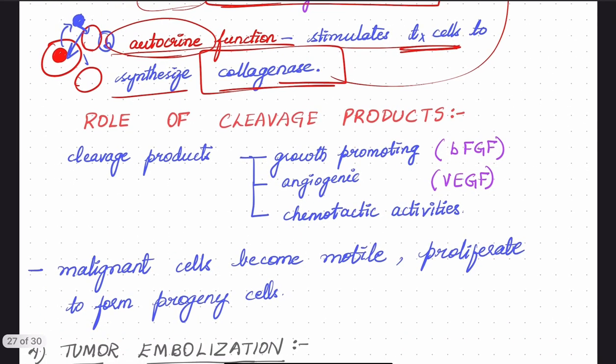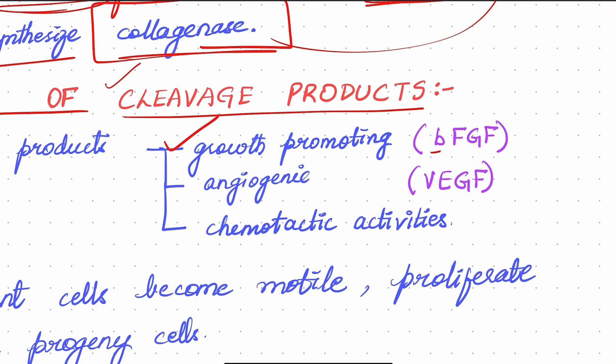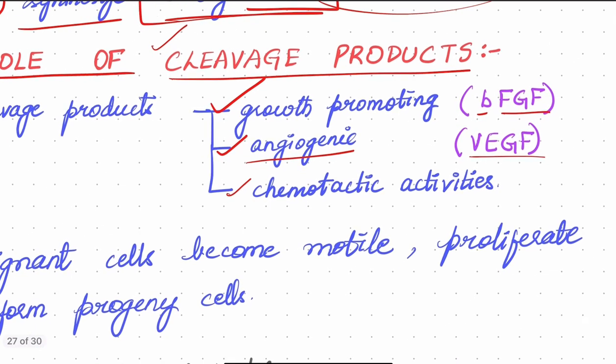And see, we have been discussing that this ECM is broken down, that is, it is cleaved. What about these cleavage products? They are not waste, they have certain uses. The cleavage products of the ECM also have use in growth promotion, by acting as a basic fibroblast growth factor. It is helpful for angiogenic activity also, as it acts like vascular endothelial growth factor, and it also has certain chemotactic activities. It attracts platelets. So all these are necessary in the process of metastasis.